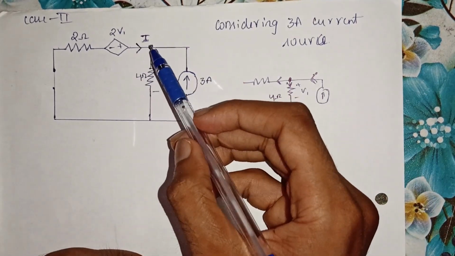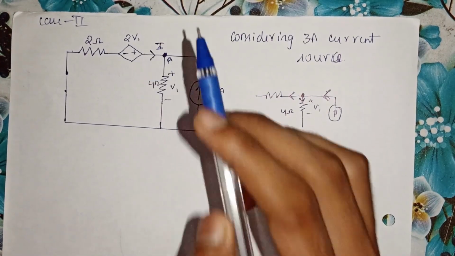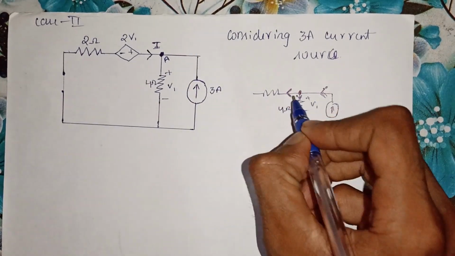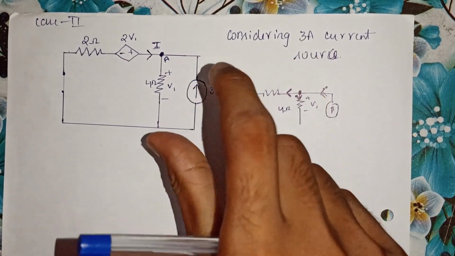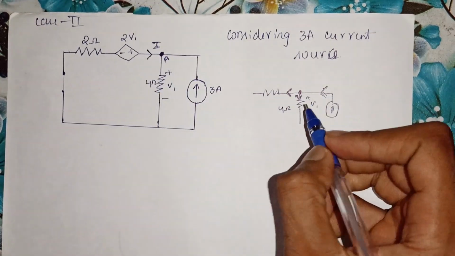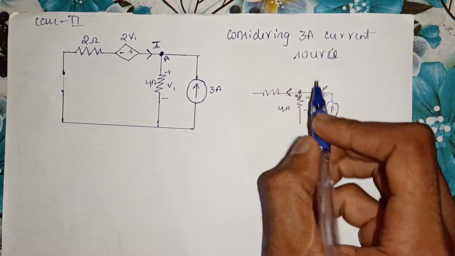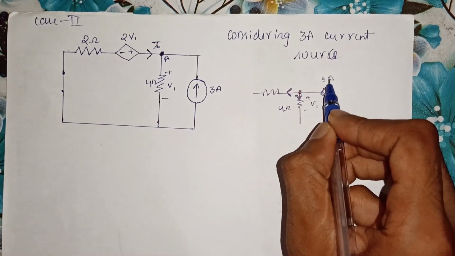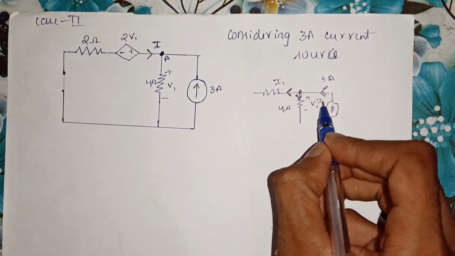Obviously the current direction in this is assumed to be clockwise, but I assume anti-clockwise direction in this question, and in the final answer I can replace it by a minus sign with the direction that is given in the question. The 3 ampere source is entering the node, whereas this I call I1 and this I2.